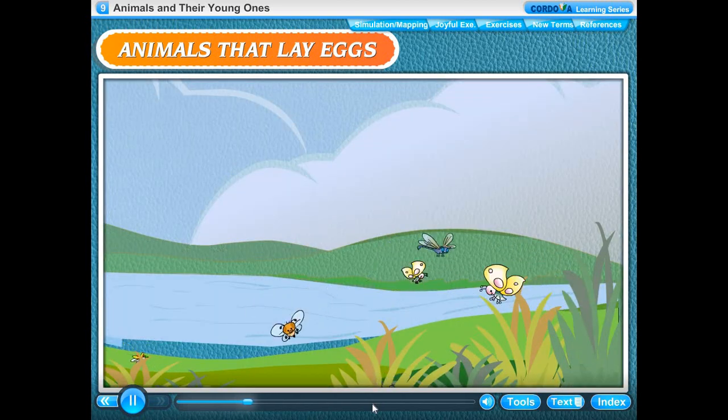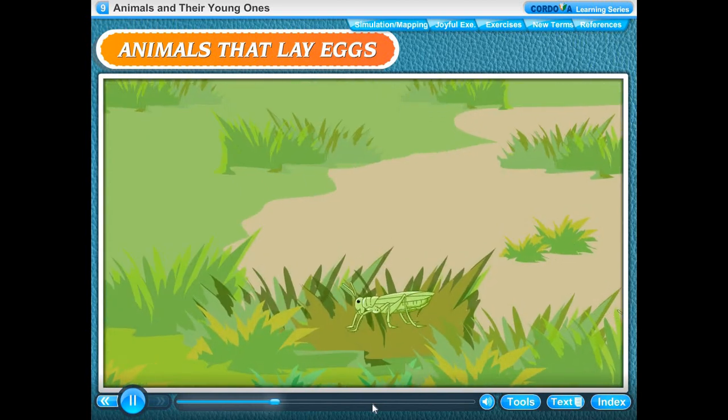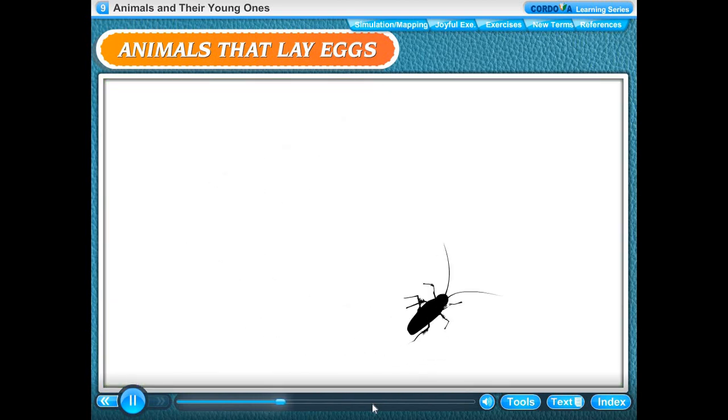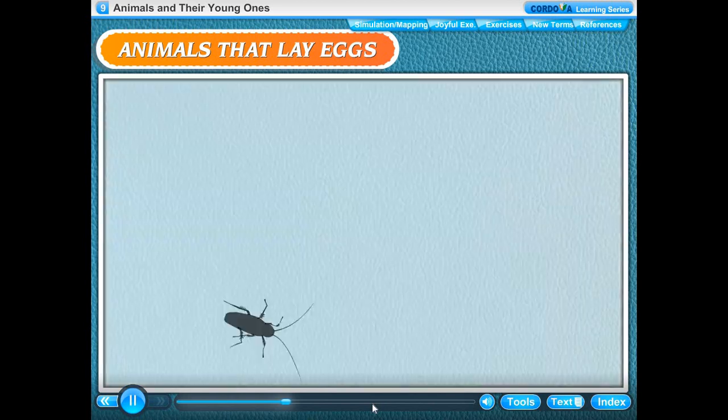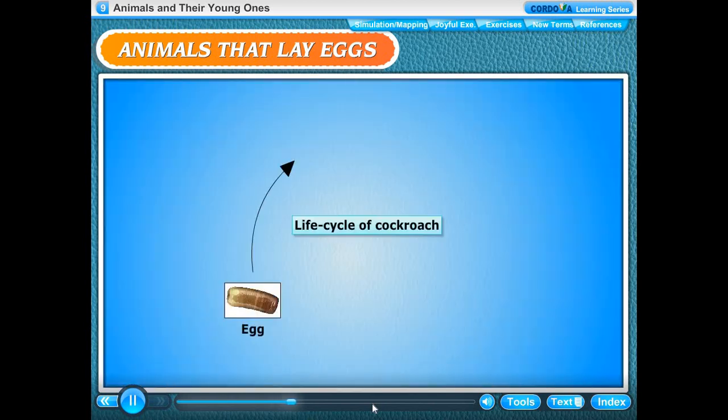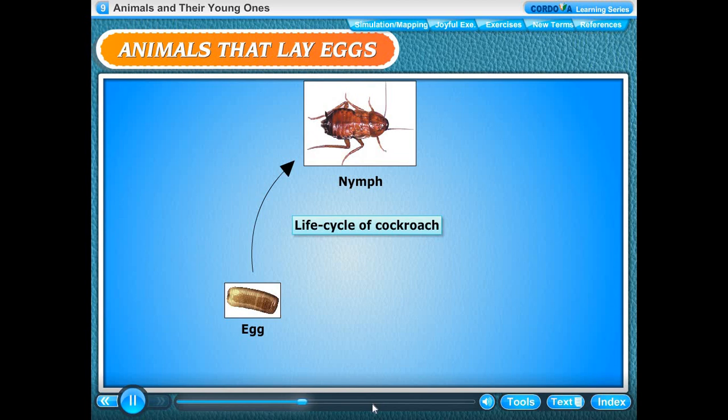All insects lay eggs. Some insects have 3 stages in their life cycle, while some others have 4. Insects like grasshoppers and cockroaches have 3 stages in their life cycle. The baby cockroach that comes out of the egg is called nymph. It sheds its skin several times and changes into an adult. Shedding of old skin is called molting.